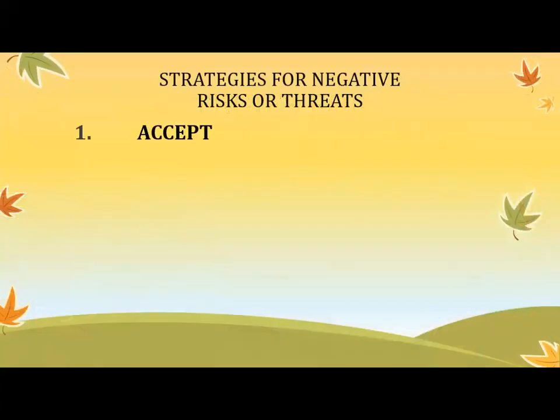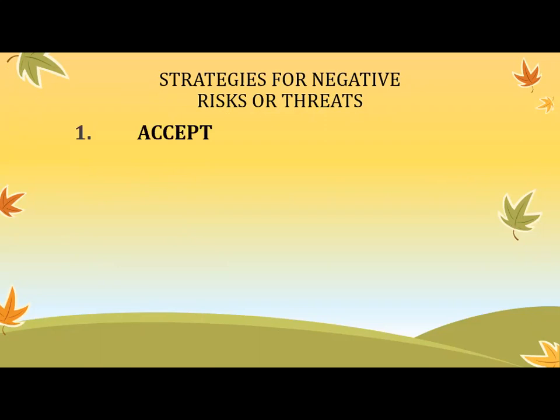The first one I'll cover is called accept. When you accept a risk, it means that you're not doing anything proactive to deal with the risk. There are two types of accept. We've got passive acceptance, doing absolutely nothing, just accepting it as it is and saying, if it happens, it happens. We'll deal with it when we get there.